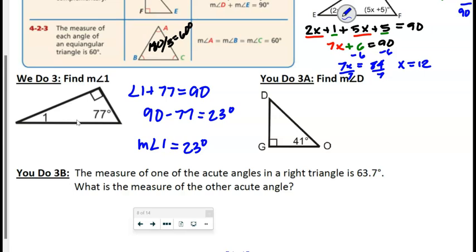All right, you do 3A. Go ahead and do this one. Come back to me when you're done. So most of you probably just did 90 minus 41, right? And 90 minus 41 is 49 degrees. Right? So that's equal to the measure of angle D. I don't know why I put O.